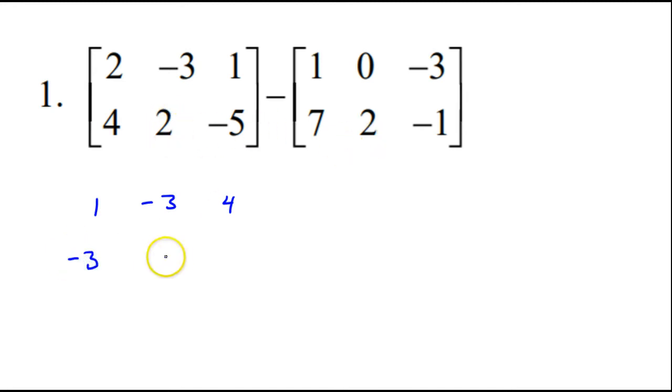2 minus 2. And negative 5 minus negative 1. Again, minus negative 1 is the same as adding 1, so this will be negative 4. So this should be the answer to number 1.